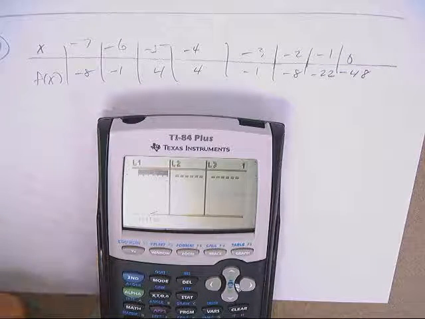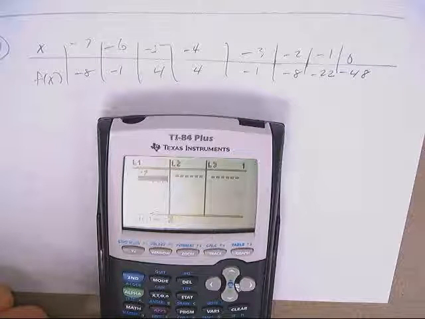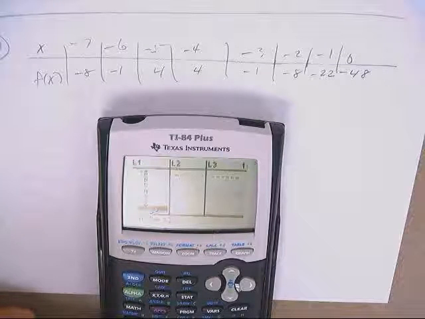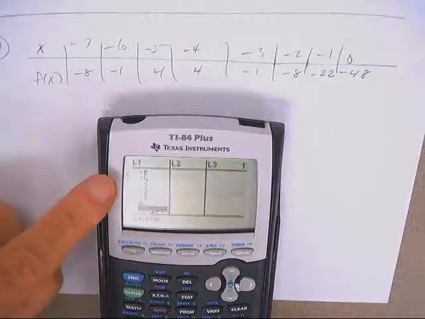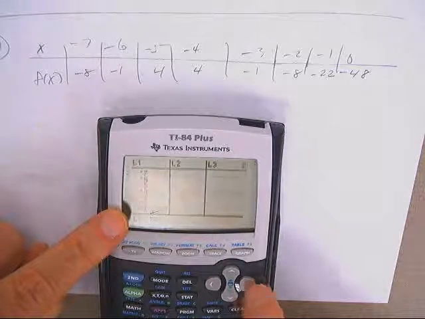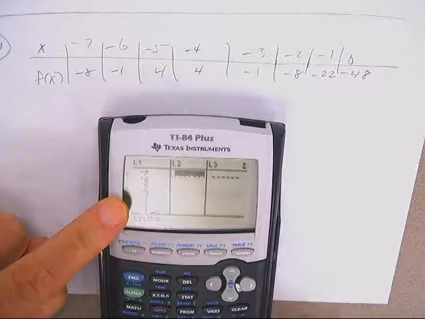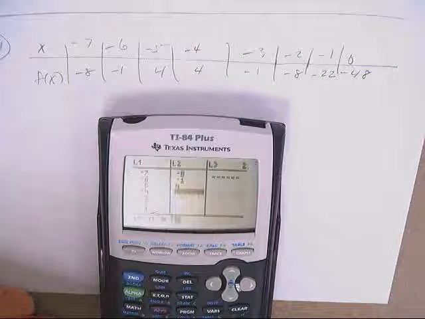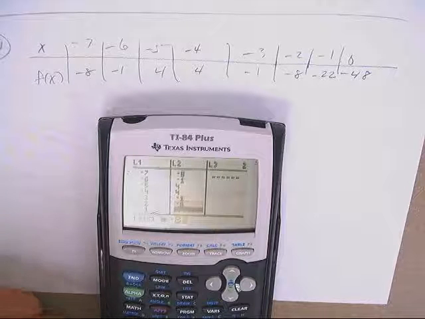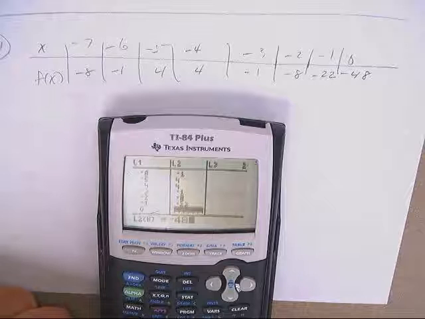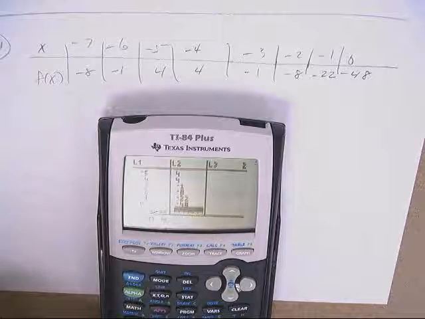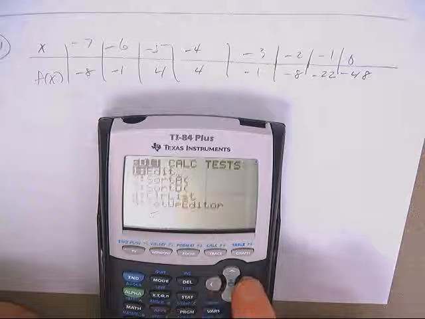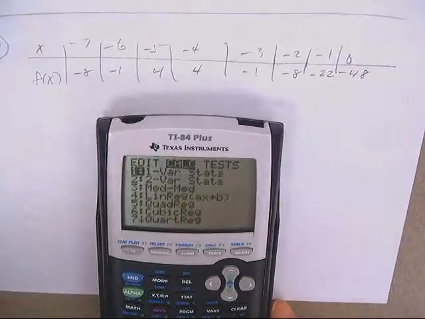And so for this first column, let's just enter the x values. So this would be, just start at negative 7 and go all the way down to 0. And then move over to the y column. It'll look like that. And it'd really be nice if we had a quadratic. So push stat again, then go to calculate.